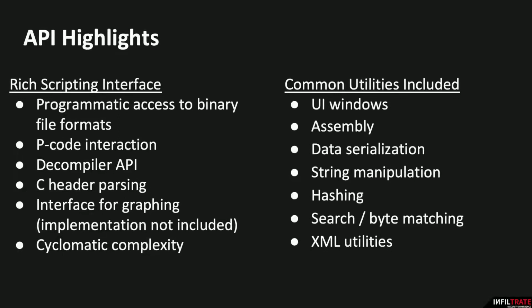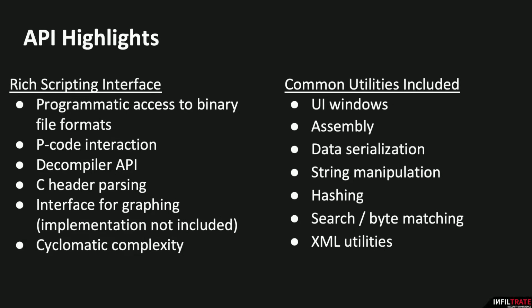I wanted to highlight some of the features of this API. First off, Ghidra comes kind of batteries included with a number of interfaces for doing common things you do while reversing: interacting with P-code, programmatically interacting with the Ghidra decompiler, parsing C headers and C files. Cyclomatic complexity is one demo I'm going to show. Built-in features for calculating cyclomatic complexity. You don't have to do graph traversals yourself.